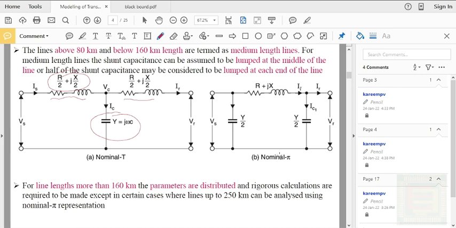And in case of nominal pi representation, the capacitance or the capacitive reactance is assumed to be lumped at both ends of the transmission line. That means half of the capacitive reactance will be lumped at the starting point or the sending end of the transmission line, and half of the capacitive reactance will be lumped at the receiving end, and the whole resistance as well as the inductive reactance will be lumped at the middle of the transmission line. So this will be the nominal pi representation of the transmission line.